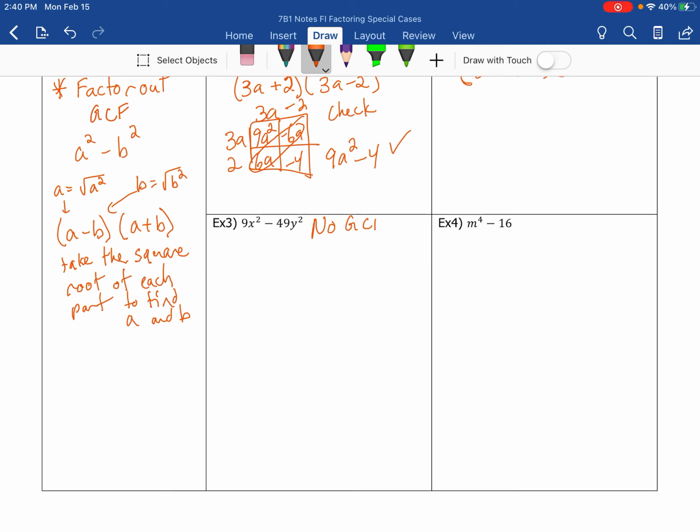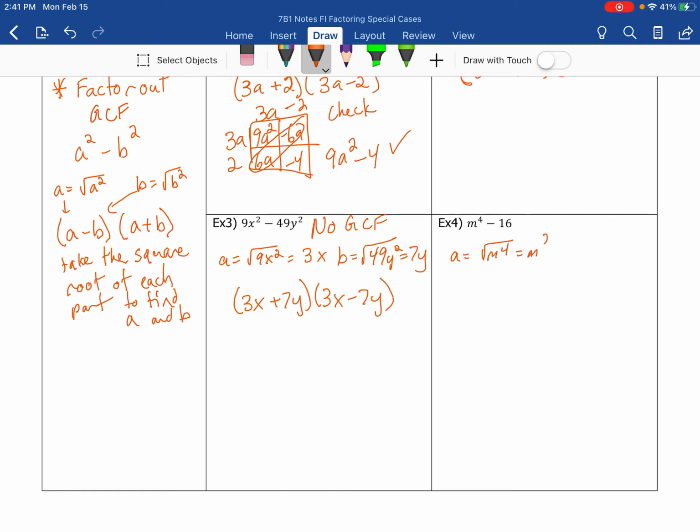All right, let's do this one more time with one of these. Again, there is no GCF. My a term is going to be the square root of 9x squared, which is 3x. My b term is going to be the square root of 49y squared, which is equal to 7y. So my factored form is going to be 3x plus 7y times 3x minus 7y. And that's it. That's your answer.